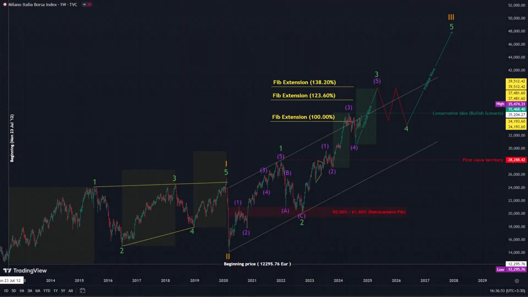We are examining the weekly chart of the Milano Italia Borsa Index. Since July 2012, we have observed a leading diagonal pattern that has adhered to established rules, indicating that the market has reached maturity. After completing the first and second larger waves, we anticipate growth in the third larger wave.